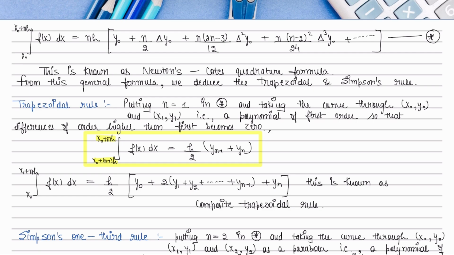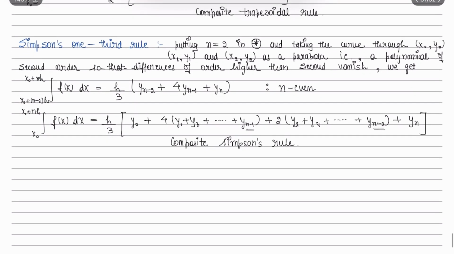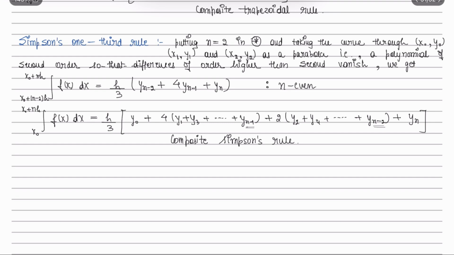this becomes composite trapezoidal rule. And in Simpson's 1/3 rule, we use n is equals to 2 in equation number star, and the general form of Simpson's 1/3 be this. Now note, the lower and upper part of the integral have difference 2h here. And if we generalize this Simpson's 1/3 rule from initial point to the terminal point, it becomes composite Simpson's rule.